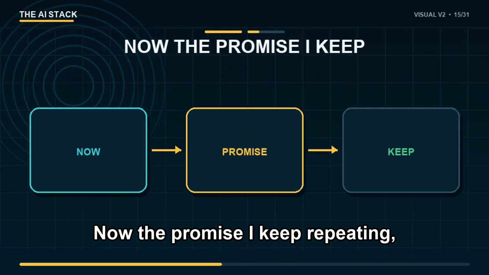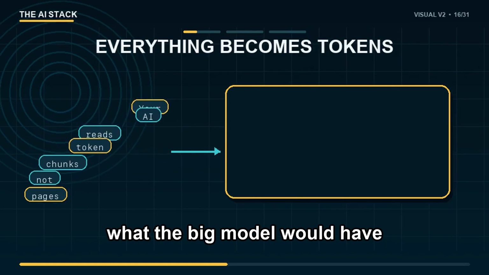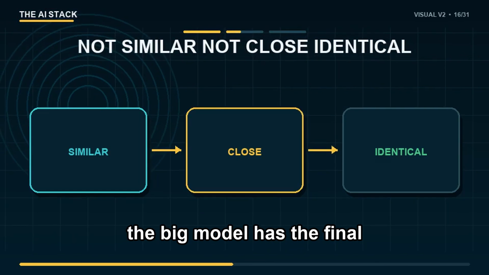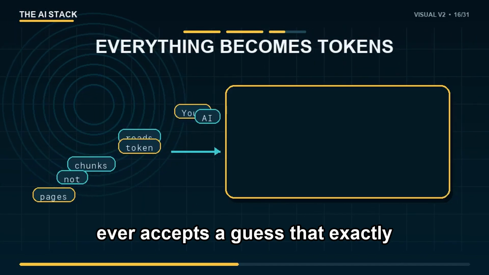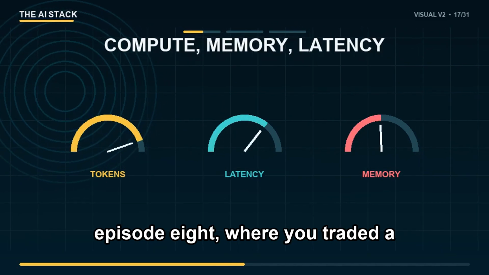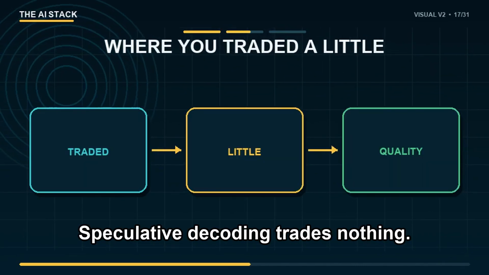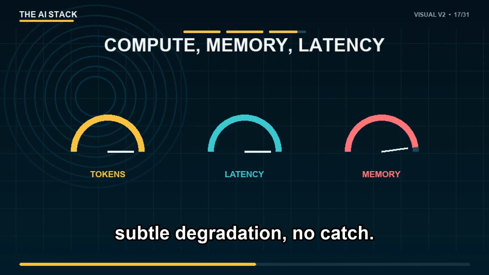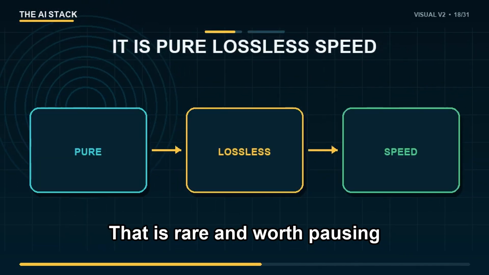Now the promise I keep repeating because it is the whole reason this technique is special. The output is provably identical to what the big model would have produced on its own. Not similar, not close, identical, because the big model has the final say on every token and only ever accepts a guess that exactly matches its own choice. Contrast that sharply with quantization from episode 8, where you traded a little quality for speed and memory. Speculative decoding trades nothing. There is no quality cost, no subtle degradation, no catch. It is pure, lossless speed. That is rare and worth pausing on.